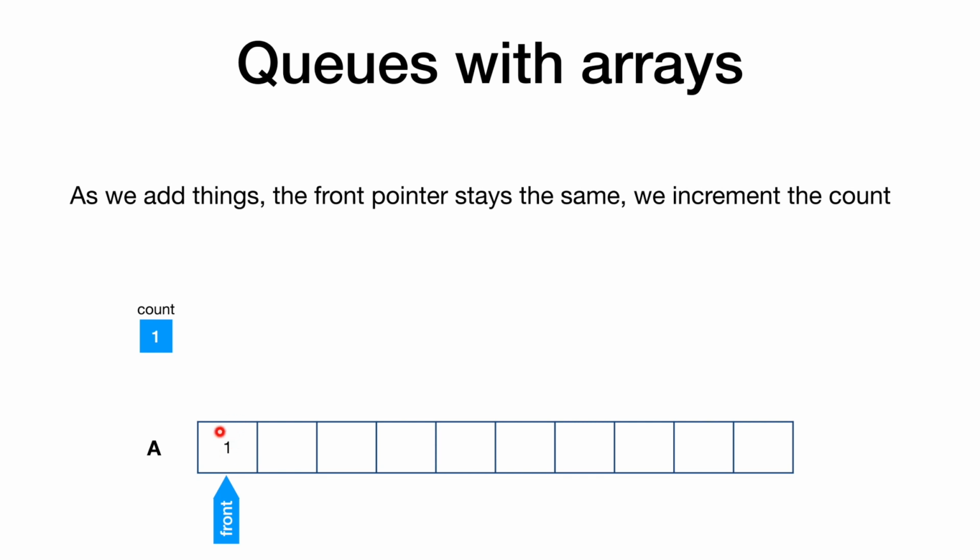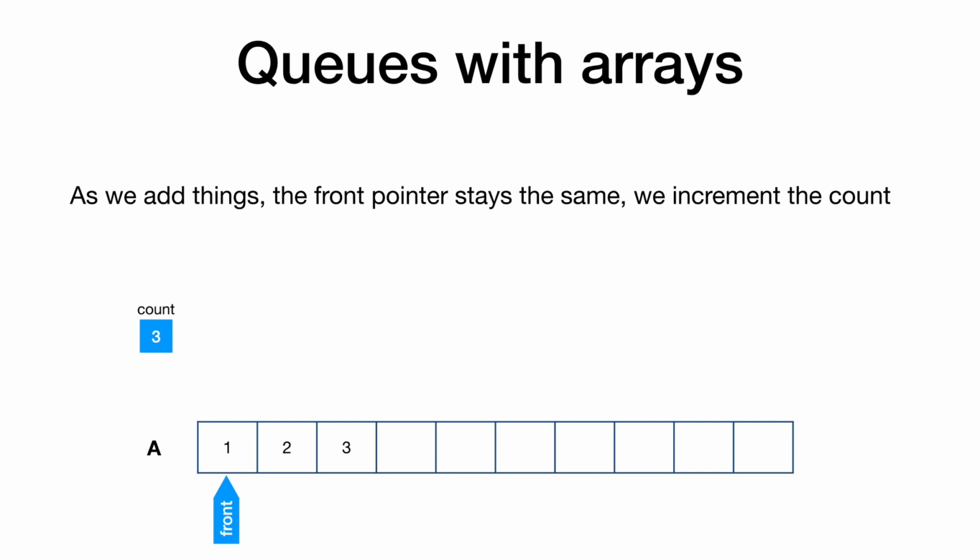So here we've added the number 1 to the back of our queue, which is also the front. We have one item in our queue, and it's just this number 1. As we add things, 2 goes into the back of the queue, and now we have 2 items, and 3. So we can always find the back of the queue, even though we don't have a pointer here, right?